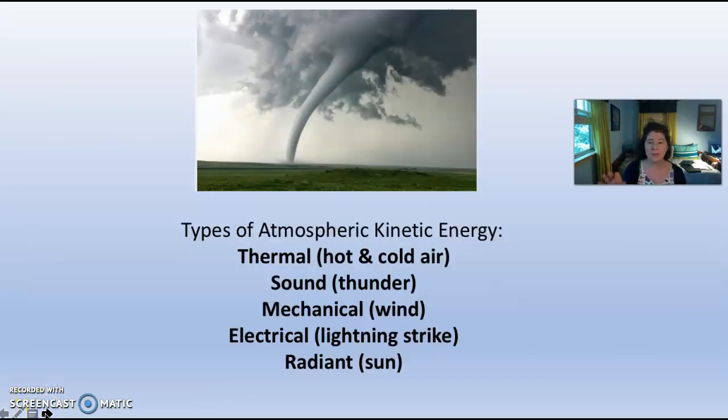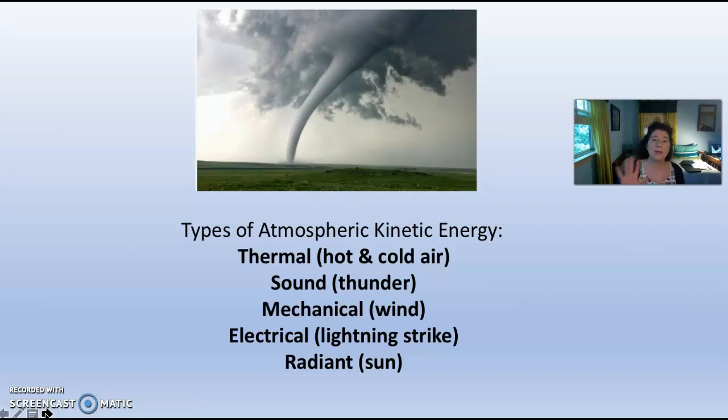There are several types of kinetic energy in meteorology and in atmospheric sciences. Those types include thermal kinetic energy, in other words, the energy of motion of hot air and cold air. Hot air rises, right? Sound energy is the thunder that you hear. Mechanical energy is the wind. We'll learn all about the forces behind that. Electrical energy is the energy of the lightning strike itself, not the energy leading up to the lightning strike. And radiant energy is the energy coming in from the sun.